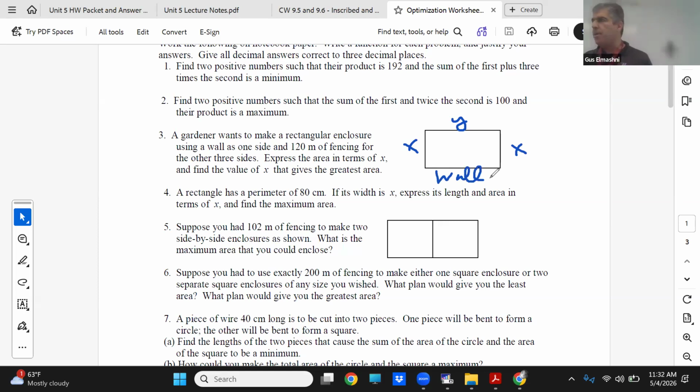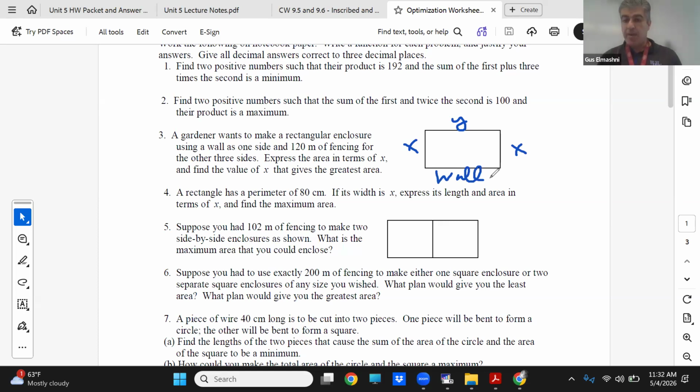Could the wall have been the other side, like maybe the vertical side? Sure. Remember, this is all hypothetical. It could all change. It will all work itself out. So don't worry if you put the wall over here or here. It won't matter in the grand scheme of things. Okay, so that's what's happening.